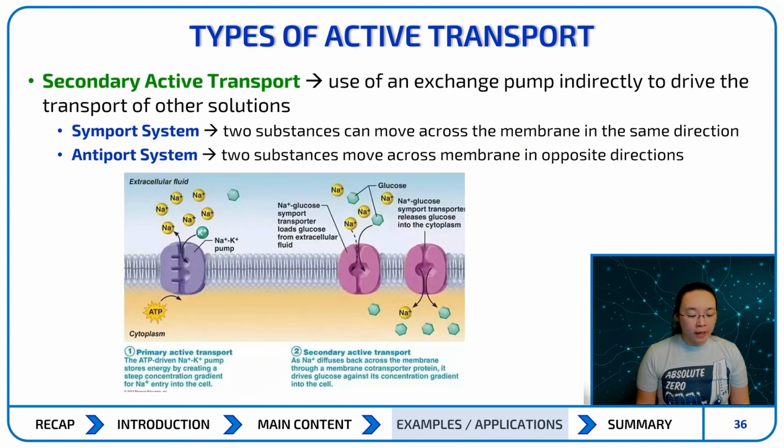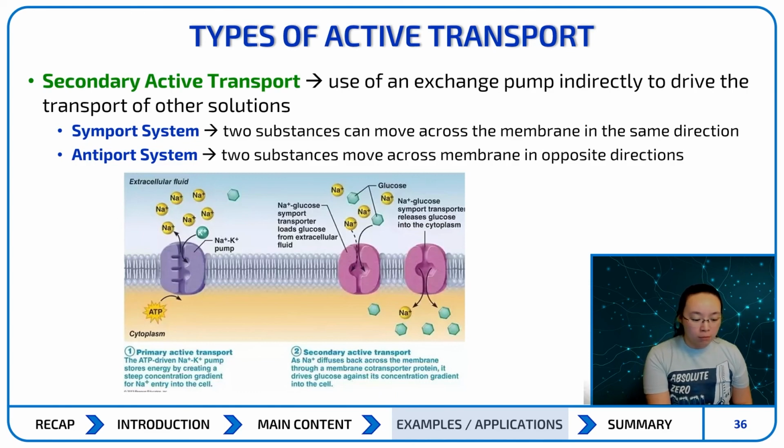Now with secondary active transport, this is when you use an exchange pump indirectly to drive the transport of other solutes. Long story short, you have your sodium-potassium pump, which is a method of primary active transport. Secondary active transport is going to take advantage of the primary active transport system to transport other solutes.